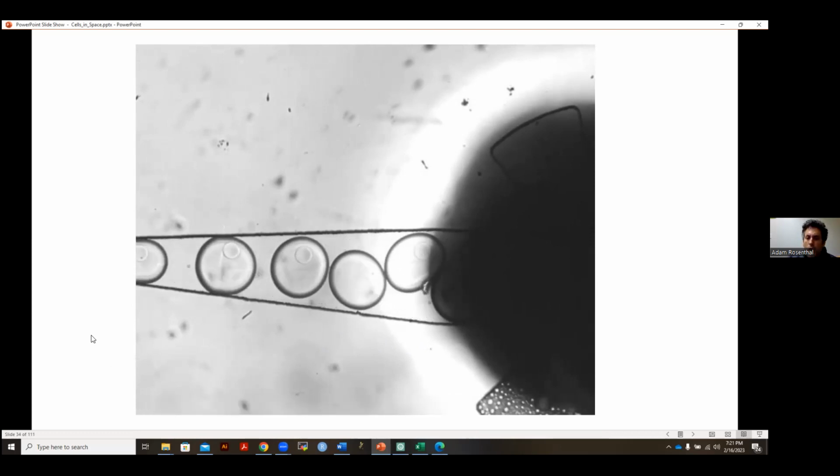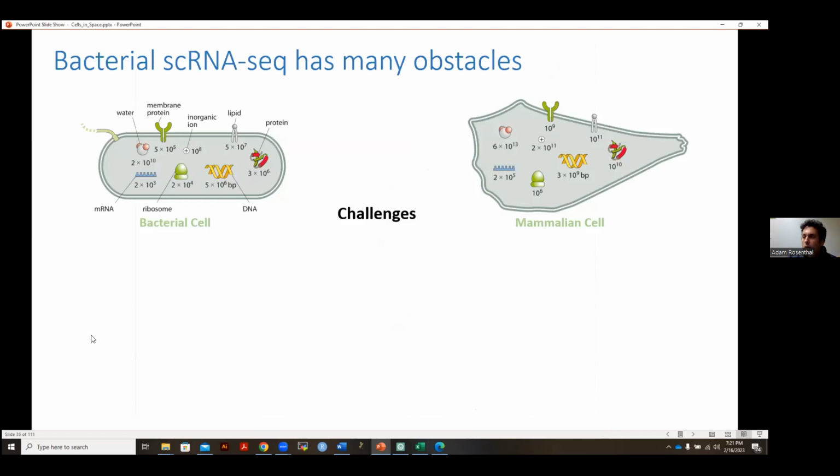So why is this so hard to do with bacteria, right? Well, bacteria are very different than mammalian cells, and so there are a few challenges. The first and most important challenge is there's no poly-A in bacterial cells. I mean, there's very little of it, and so we cannot use it. Also, the mRNA content is much lower. There's only about 1,000 transcripts in a bacterial cell. There's maybe 100,000 in a mammalian cell.